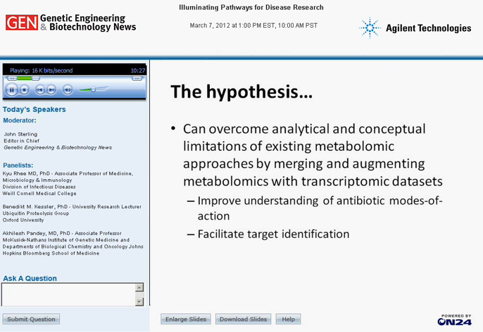The hypothesis for our work is that we came to the realization that perhaps we could overcome some of these analytical as well as conceptual limitations that we just discussed about metabolomic approaches by now merging different types of systems-level data sets, in particular, metabolomic and transcriptomic data. By merging the two, we might be able to better understand the mode of action of existing as well as newly discovered antimicrobial compounds, as well as to facilitate the process of identifying the targets of new compounds that we don't understand or old compounds that we have but still don't fully understand. Next slide.